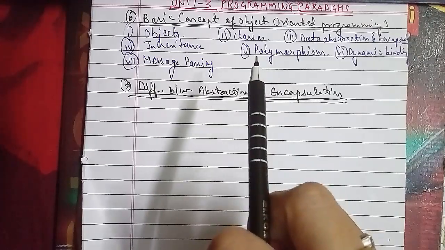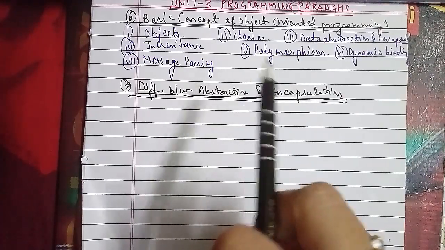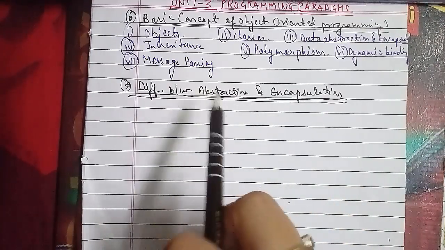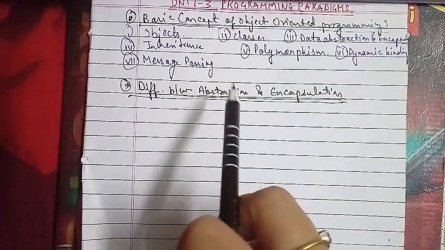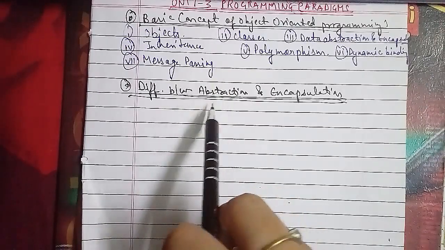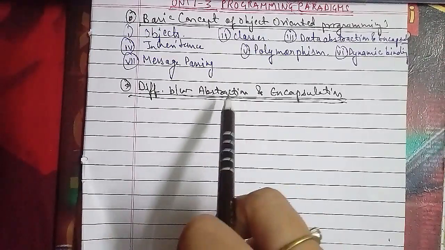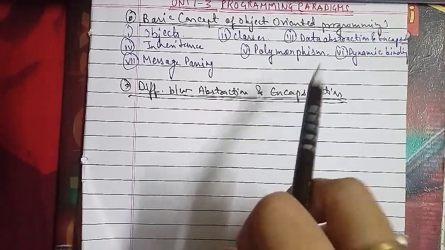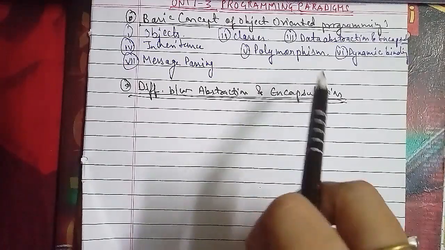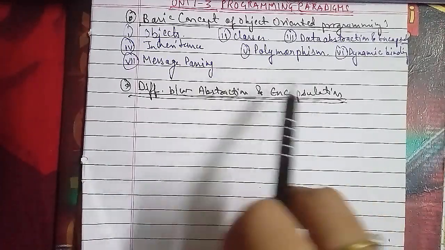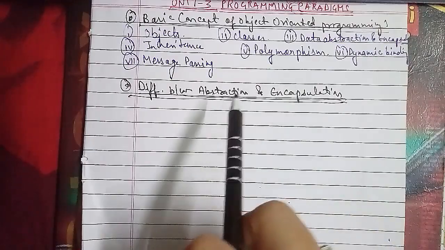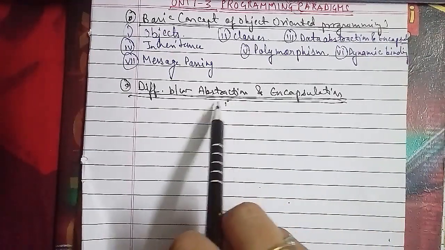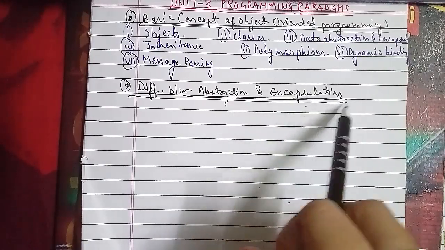The fourth difference is that abstraction is the outer layout, used in terms of design. For example, the outer look of a mobile phone, like it has a display screen and keypad buttons to dial a number, comes under abstraction. But encapsulation is the inner layout, used in terms of implementation. For example, the inner implementation details of the mobile phone, how the keypad buttons and display screen are connected with each other using a circuit, come under encapsulation here.